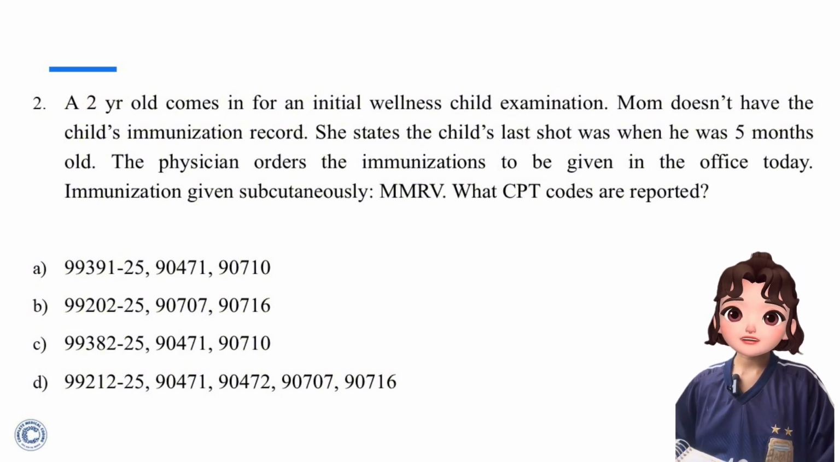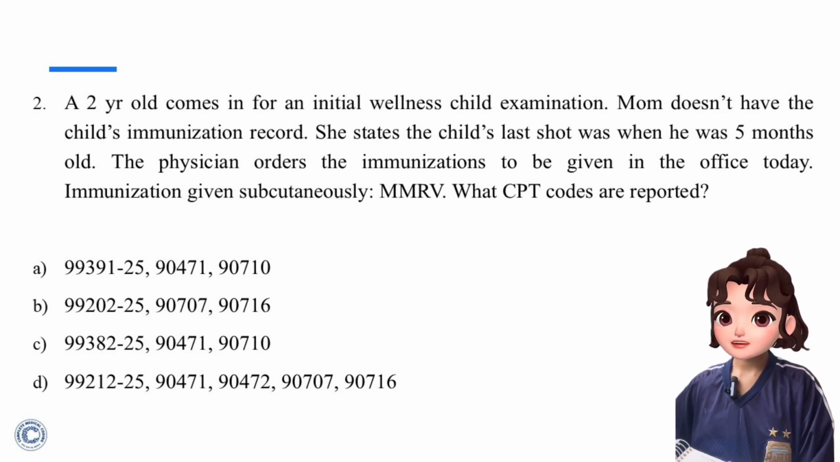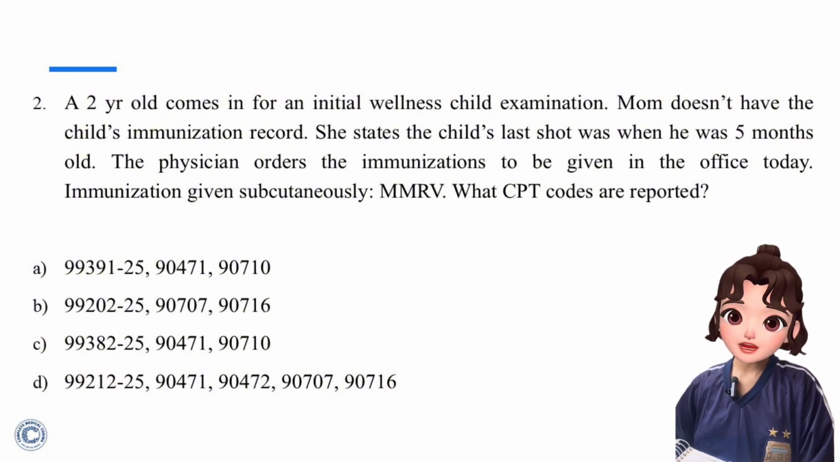So the administration code also should be 1. You should not code it 4 times. That will be wrong. Okay. See, if you check in option D, 90471, 90472, like additional codes are mentioned for administration. That is wrong. You should not code like that.